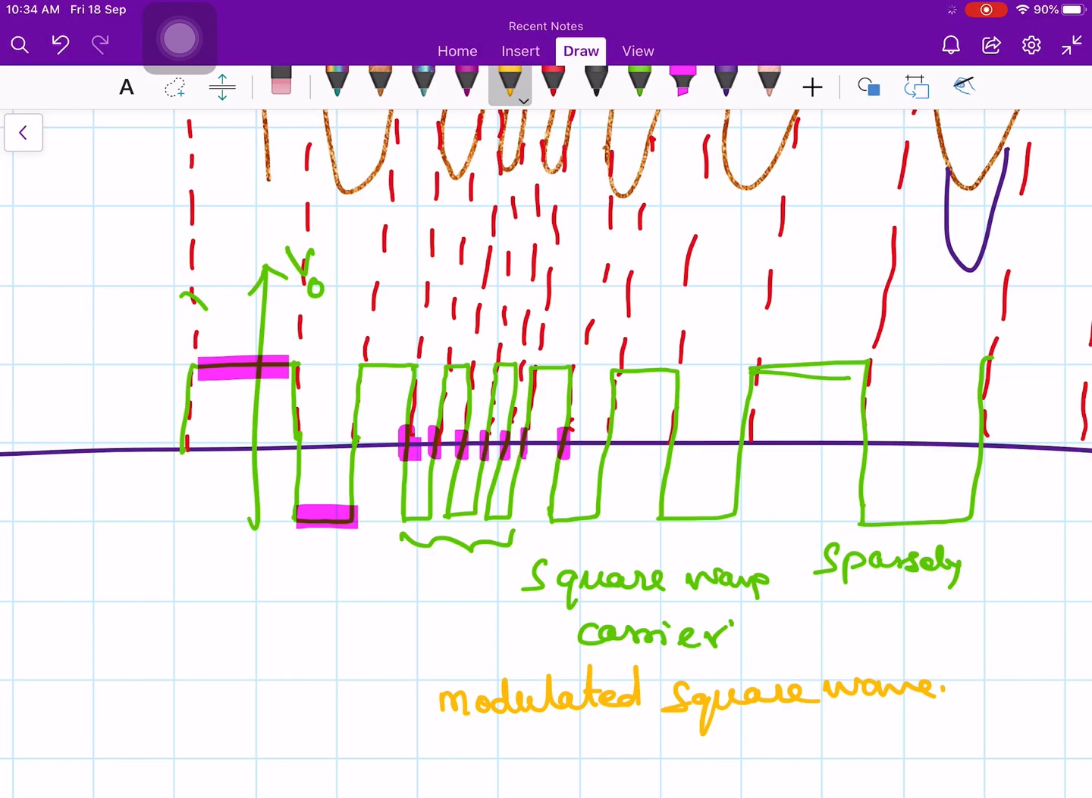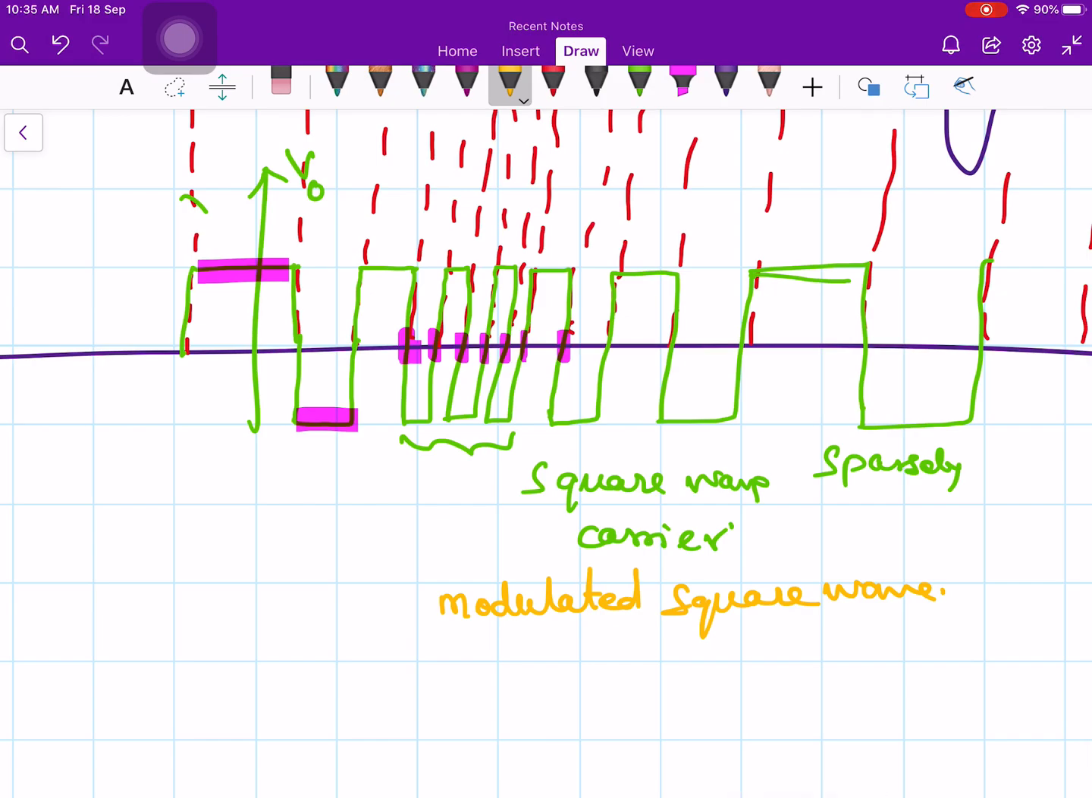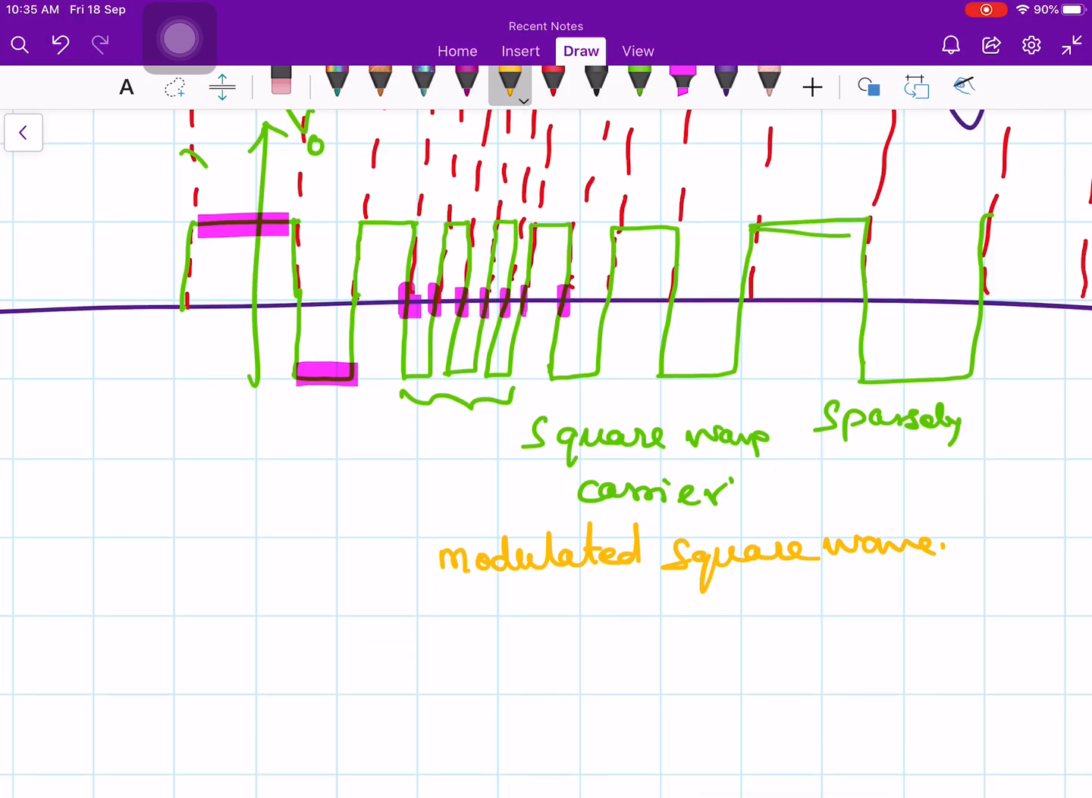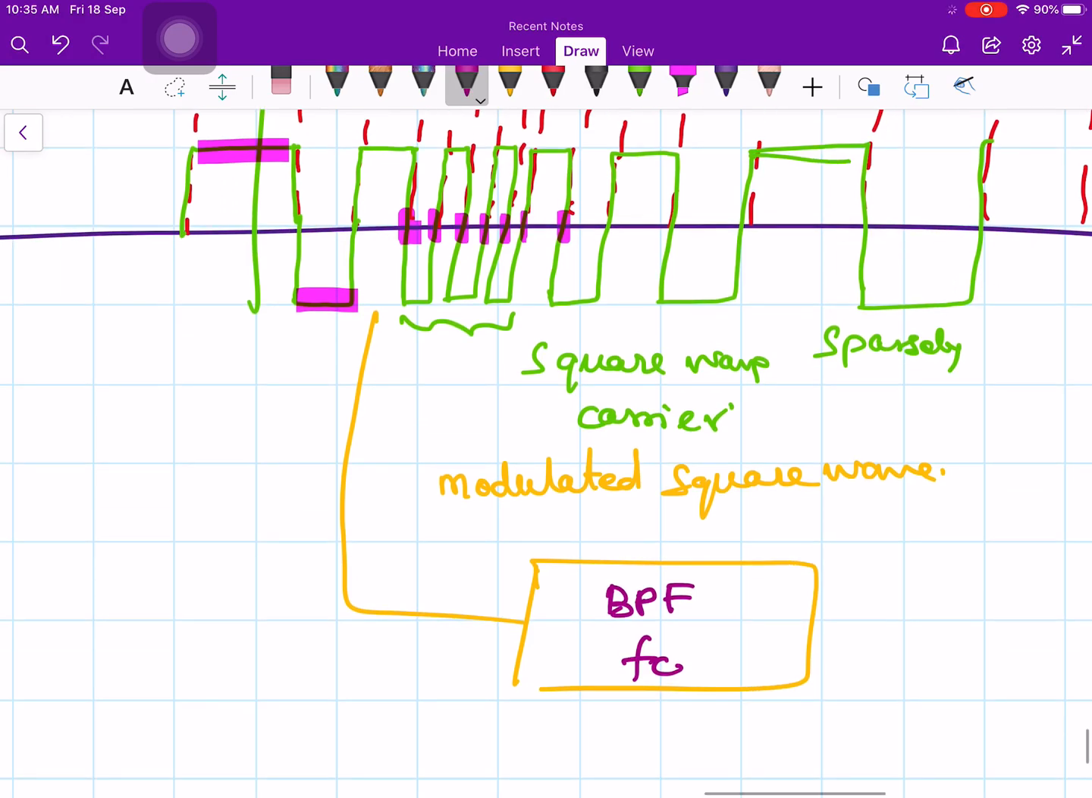Okay, but this is not what we want. We want a pure frequency modulated signal, the way you had written mathematically a few minutes ago. To do that, what you have to do is pass this modulated square wave through a band pass filter centered at Fc. The band pass filter will convert this modulated square wave into a modulated sinusoidal signal. So you just pass it through a band pass filter with center frequency Fc, and this combination is called a band pass limiter.